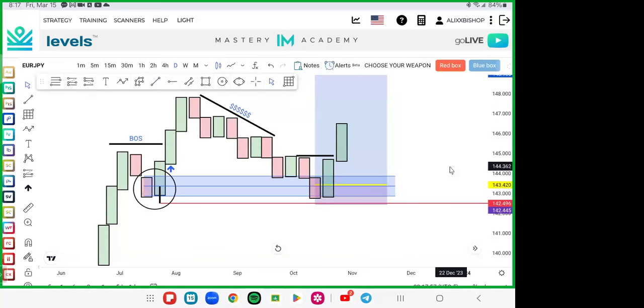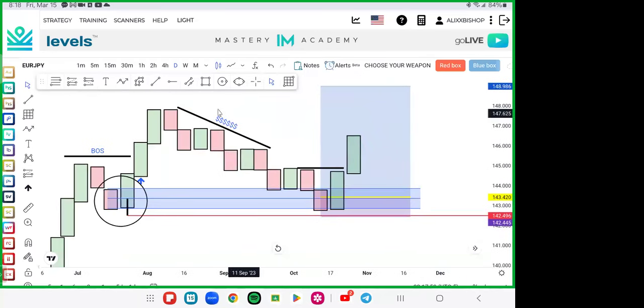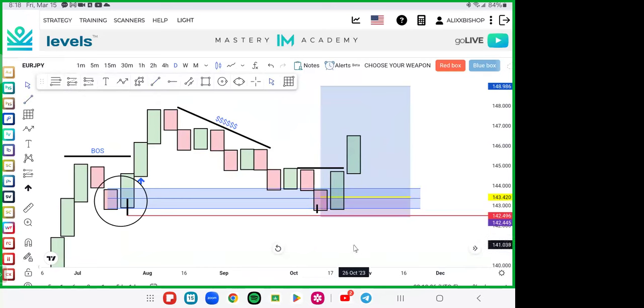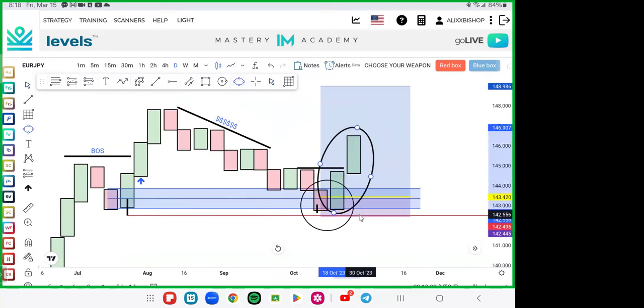Now, this is just a drawing, yes. But where is my swing low in this area, guys? Where's my swing low? Let me know. The red candle is my swing low, right? So look, check this out. We do get a breakout rally.